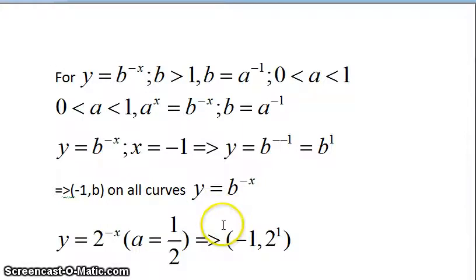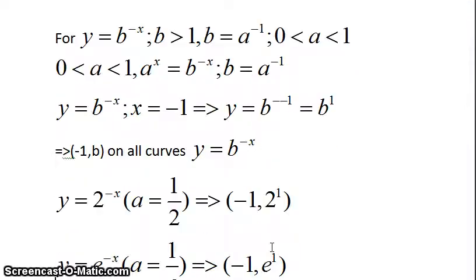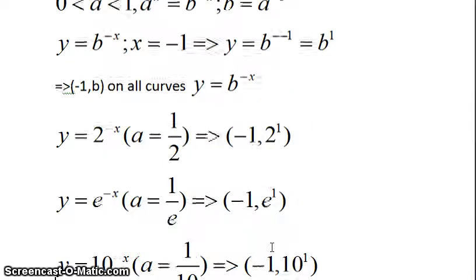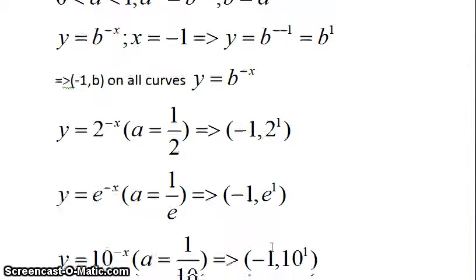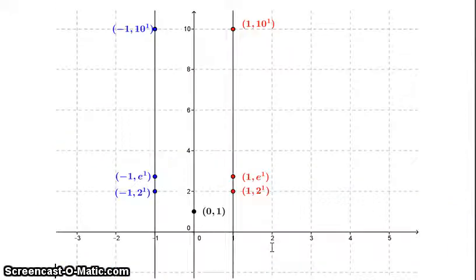So for y equals 2 to the minus x, minus 1, 2 to the 1 is on the curve. So for y equals e to the minus x, minus 1, e to the 1 is on the curve. And for y equals 10 to the minus x, minus 1, 10 to the 1 is on the curve. So these are these 3 extra points on the curve y equals b to the minus x. Again, 0, 1 is on all curves.